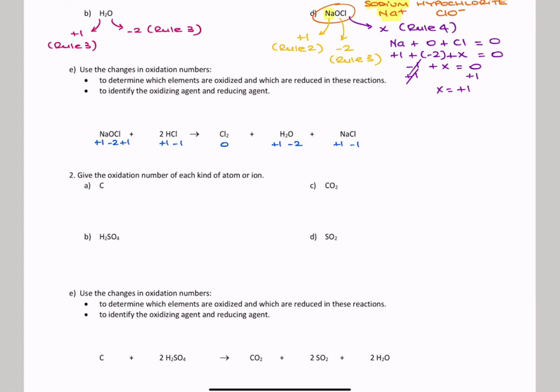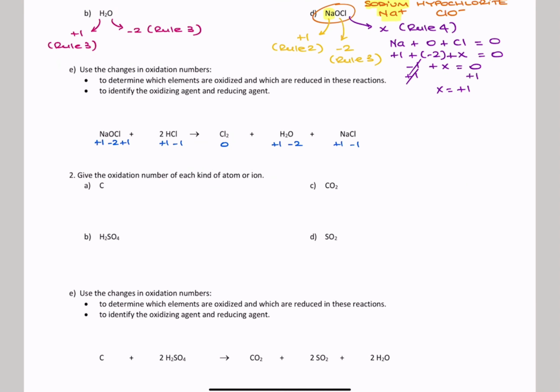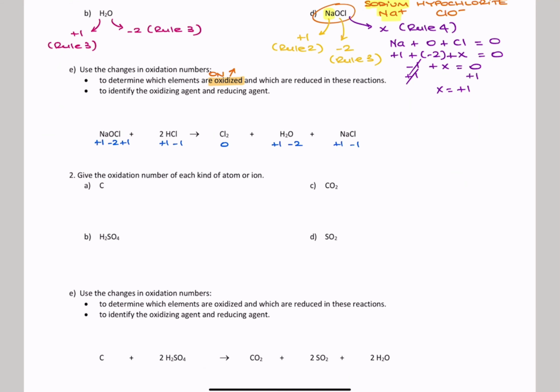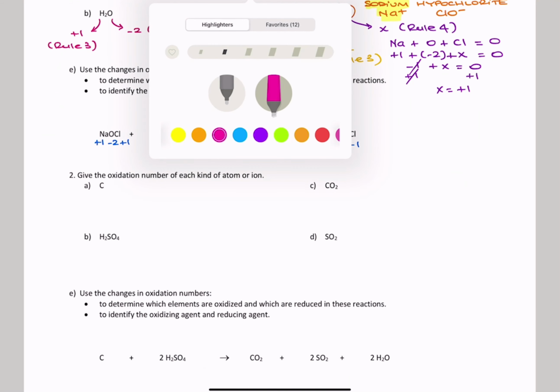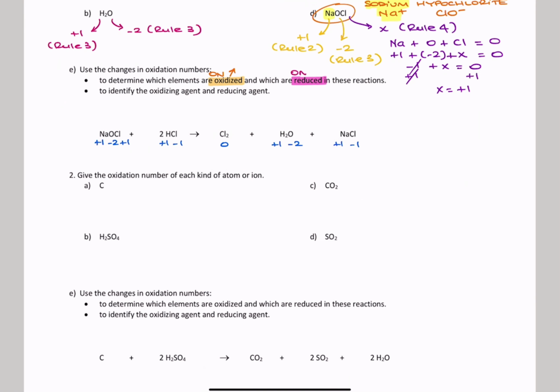So now that we have all our oxidation number for all the atoms or ions in this equation, we will be able to determine which one are oxidized and which one are reduced. Remember that the elements that are oxidized will see their oxidation number increase between reactant and products, and the elements that are reduced will see their oxidation number decrease between the reactant and the product.